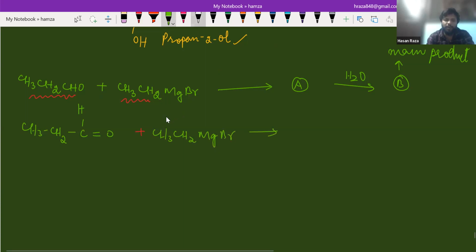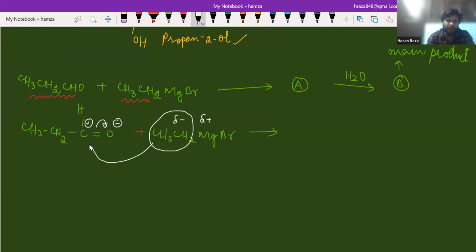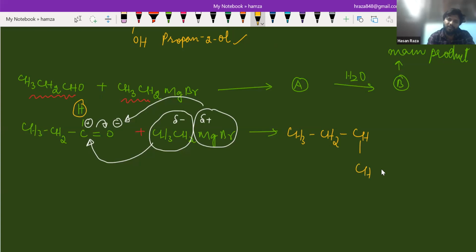Now what you need to do is very simple. There will be delta negative, there will be delta positive. This will have negative, this will have positive charge. So this negative alkyl group will come to this carbon, and this positive MgBr will come to this oxygen. Now you can see this is basically CH3, CH2. Now see this, I'm going to write this hydrogen with CH, and this will be coming here. So it will be CH2, CH3. You are not going to write CH3, CH2, because if you write CH3 first with this carbon, the carbon of CH3 will have 5 bonds, which is not possible.